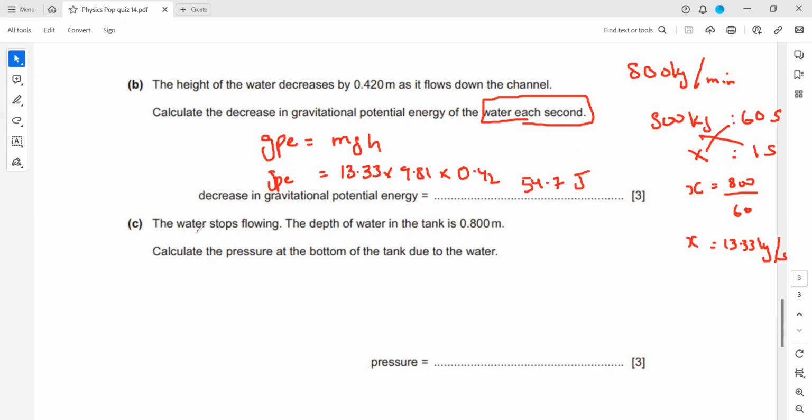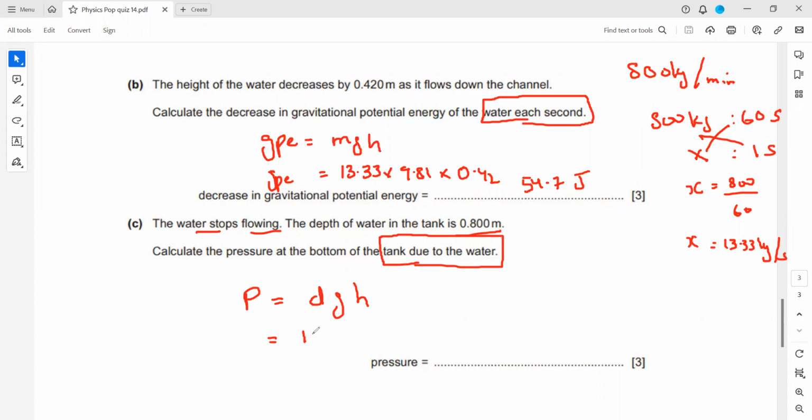Then the last part: the water stopped flowing. The depth of the water in the tank is 0.8. Calculate the pressure due to the water. They did not ask for total pressure. They asked for the pressure at the bottom of the tank due to water. So water is a liquid. How can we work out the pressure exerted by liquids? That is density, gravity, and depth.